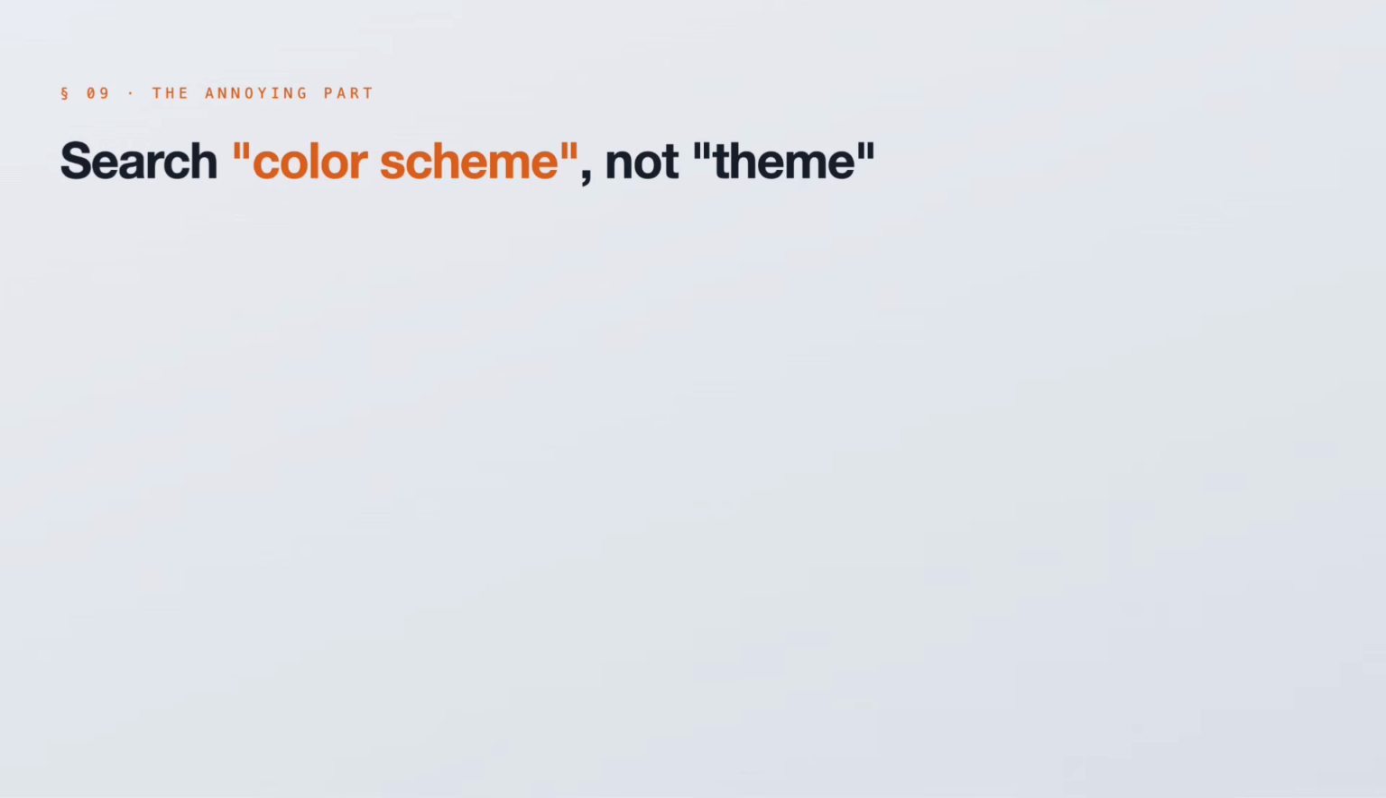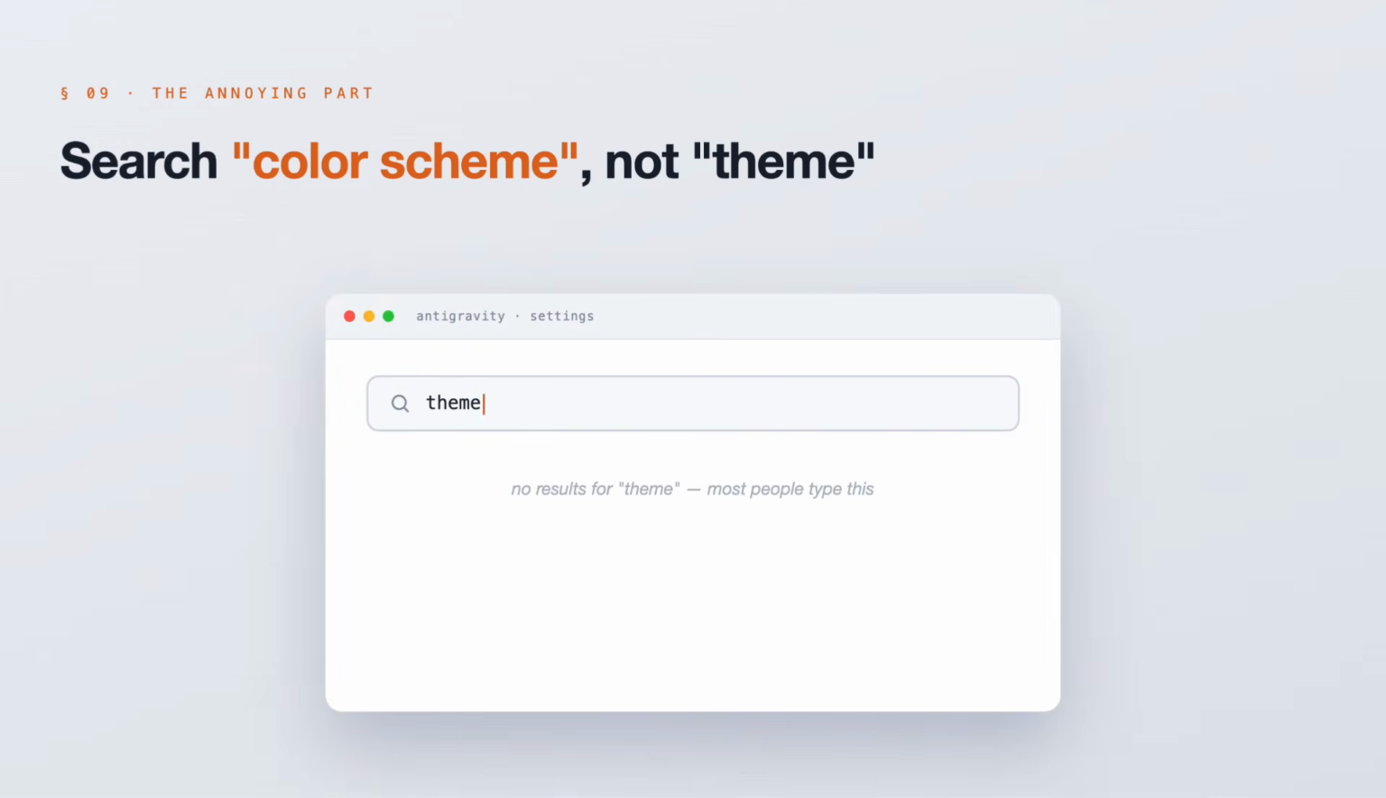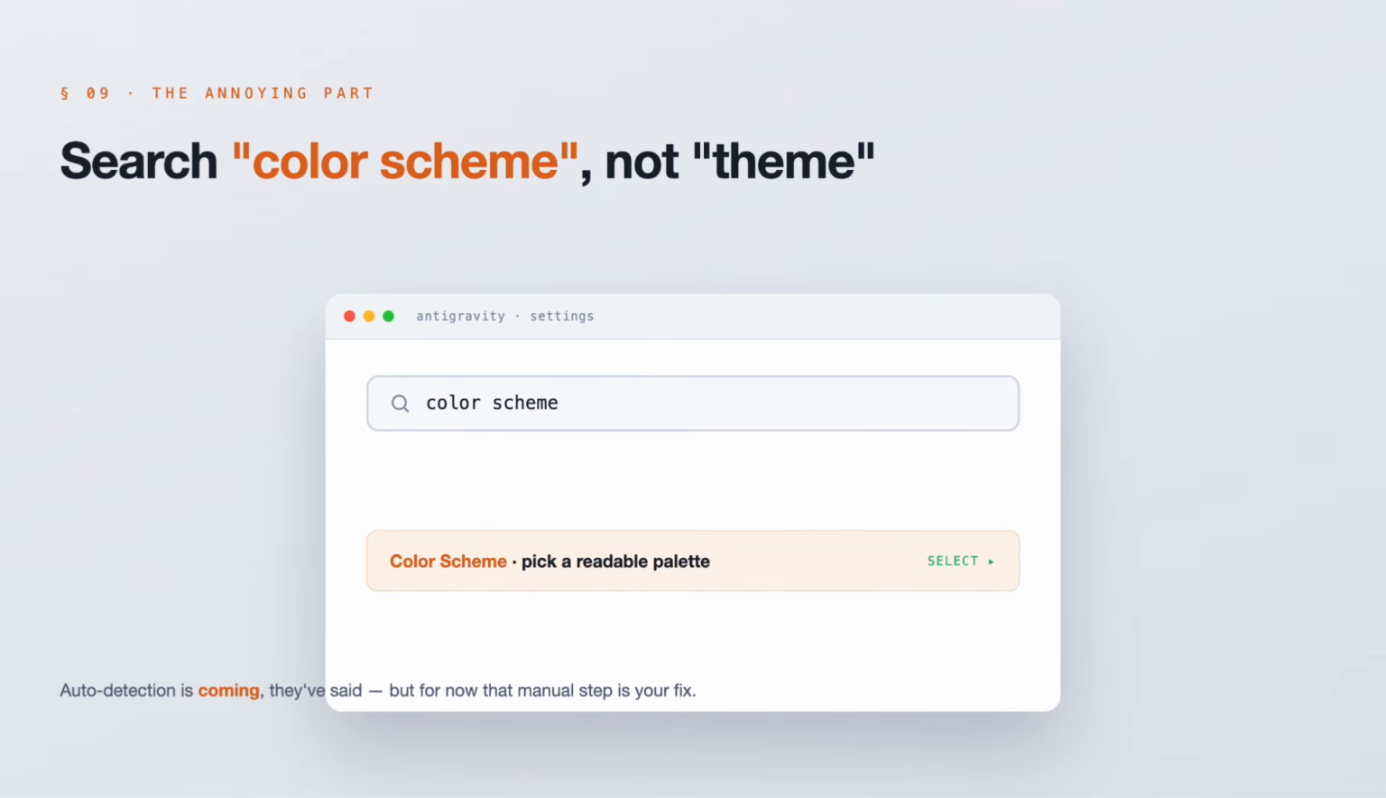And here's the annoying part. If you search for the word theme, which is what most people would type, you won't find anything. You have to search Color Scheme specifically. They've said proper auto detection is coming, but for now, that manual step is your fix.